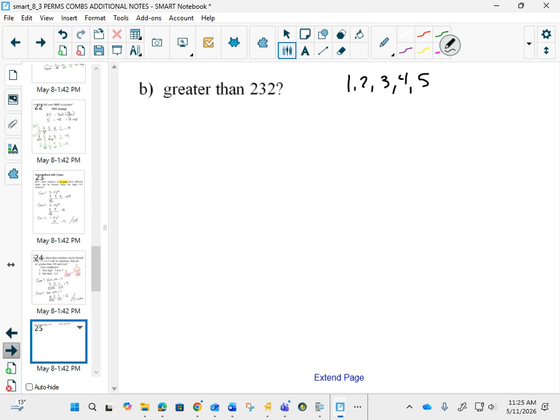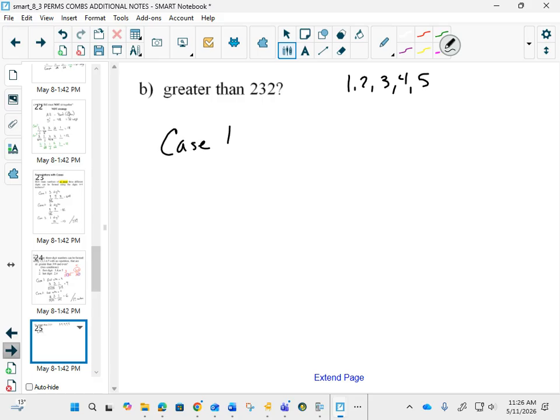So we have issues only when we start with a 2, right? If you started with a 3, a 4, or a 5, the 300s, the 400s, the 500s, doesn't matter what you put after that, it's going to be greater than 232. So what do we do?